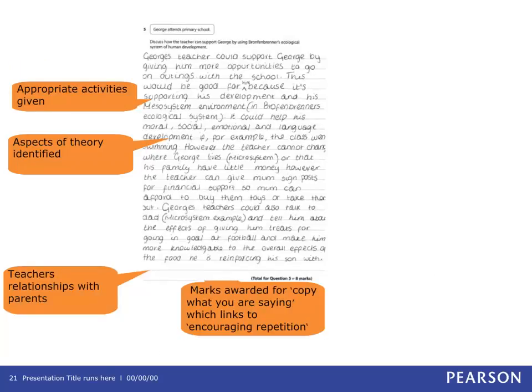This question required learners to discuss how the teacher could support George using Bronfenbrenner's theory. This response was awarded marks at the high end of Level 2, as the learner has identified aspects of Bronfenbrenner's theory using correct examples. The learner has also provided examples of how teachers can talk to the parents and provide opportunities in the community and local environment.